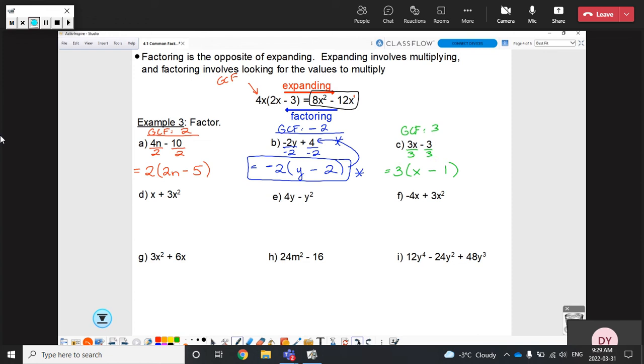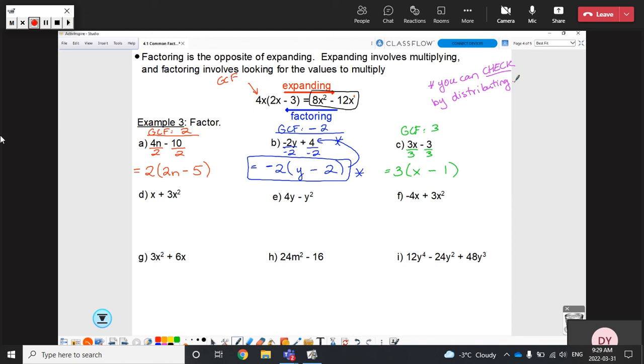Maybe we could even write that down. You can check by distributing. Because you can.